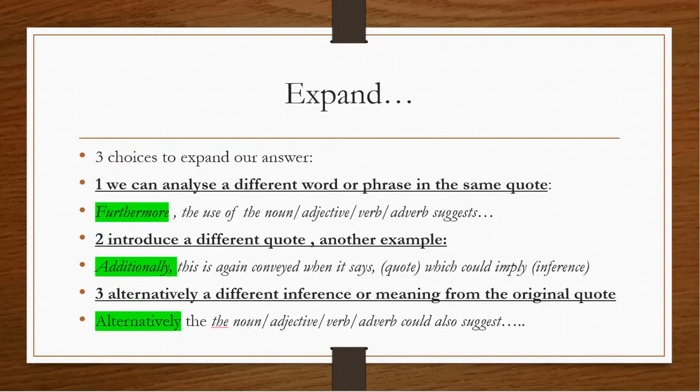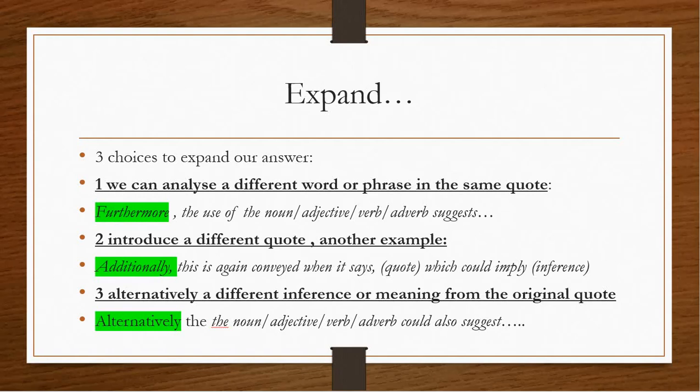Expand, I think you have 3 choices. So we've done our point, evidence, explain, we expand. Our choices are furthermore, additionally, alternatively. We only have to do one. I think number 1 is the easiest one, the one that I would prefer to do. So we can analyse a different word or phrase from the same quote. We've used a quote in our evidence. We're still going to stay on that quote, but we're going to look at a different noun or adjective, verb, simile, whatever the subject terminology, whatever the language technique is.